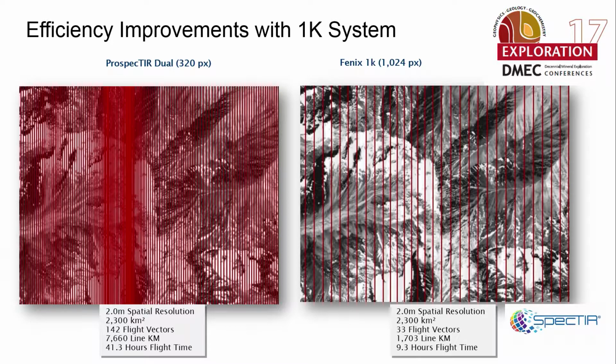This just gives you an idea of the improvement of going to wider swath widths. This is the same survey, 2,300 square kilometers, and the bottom line is the key thing because that's the cost driver. This survey with the 384 or 320 usable pixels would take you 41.3, over 40 hours flight time. It's probably 15 operational days to get that survey collected. And when you go to the 1K, you're looking at under 10 hours, so probably 3 days of flying to collect the same area with the wider swath width.